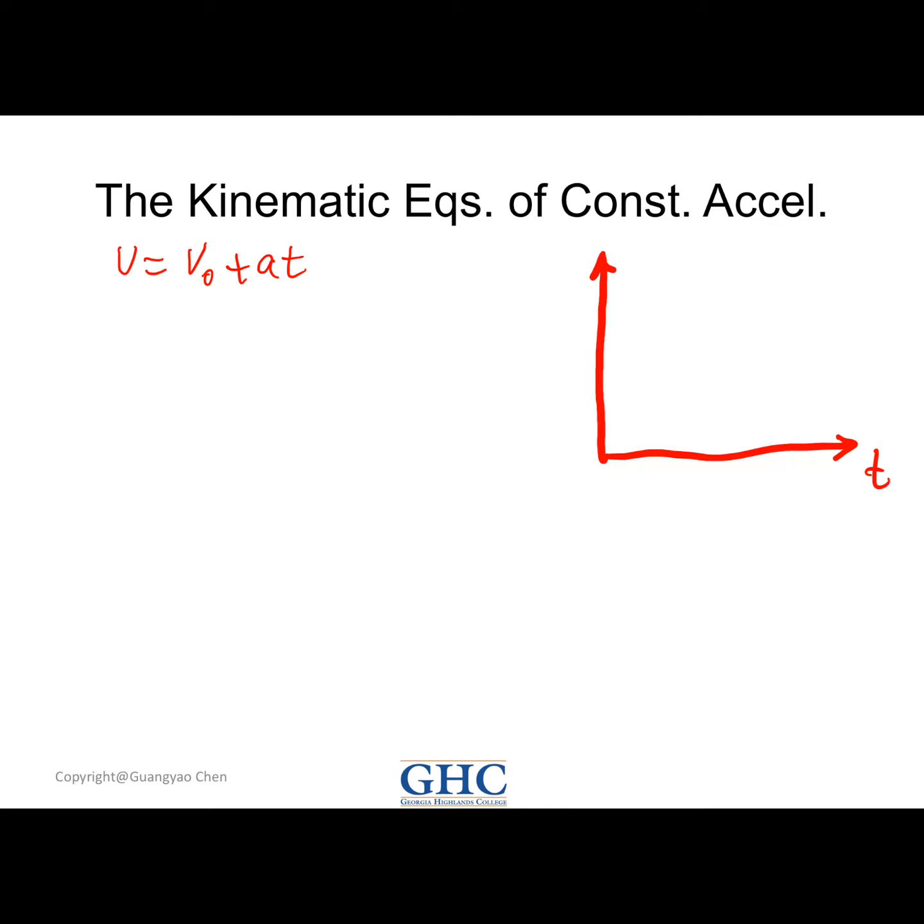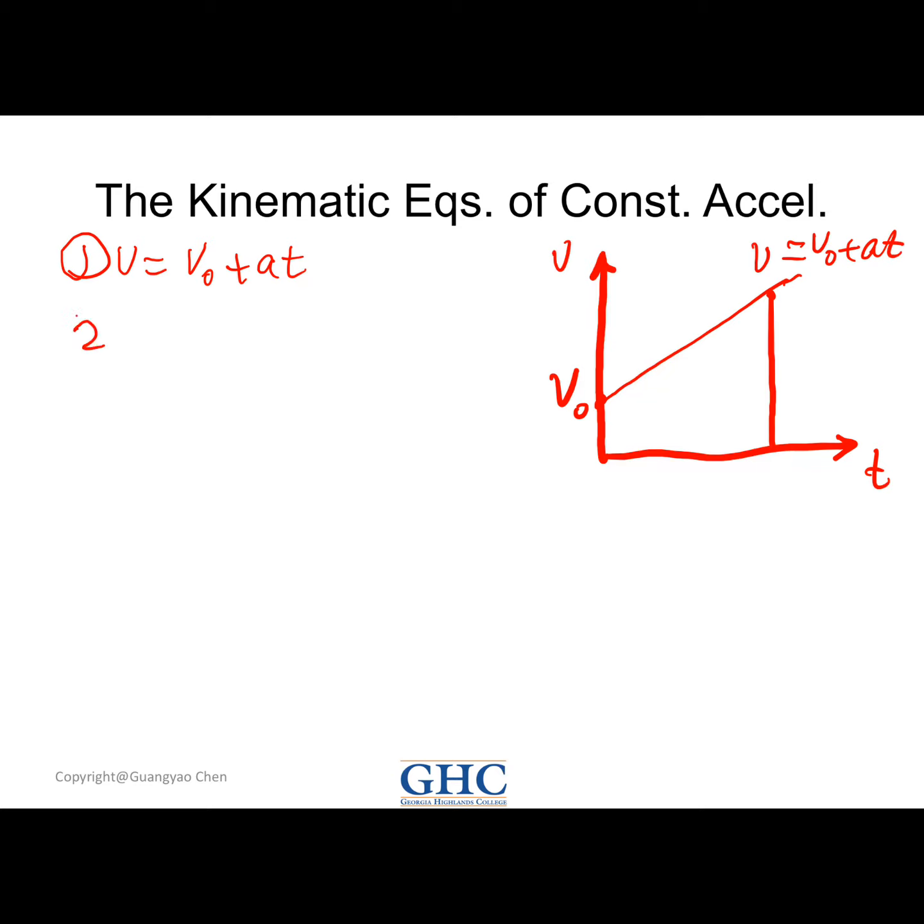On the plot, t is the horizontal axis and v is the vertical axis. At t equals 0 it's v0. After a time interval, its final velocity is v. v is v0 plus at, depending on how long it elapses. First we note this one as the first kinematic equation.